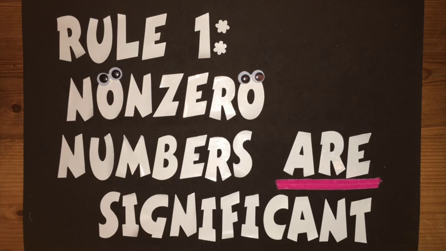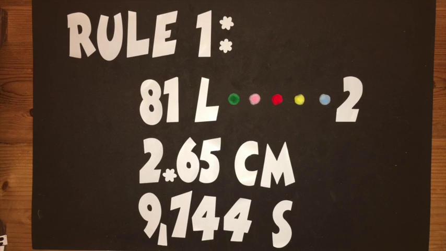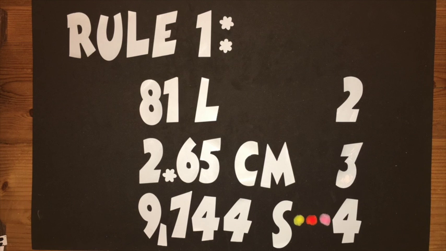Rule 1. Non-zero numbers are always significant. Let's take a look at some examples and practice counting Sig Figs. 81 liters has 2 significant figures. Both the 8 and the 1 are non-zero numbers, therefore they are both significant. 2.65 centimeters has a total of 3 significant figures, while 9,744 seconds has 4 Sig Figs. All we had to do was count the non-zero numbers.